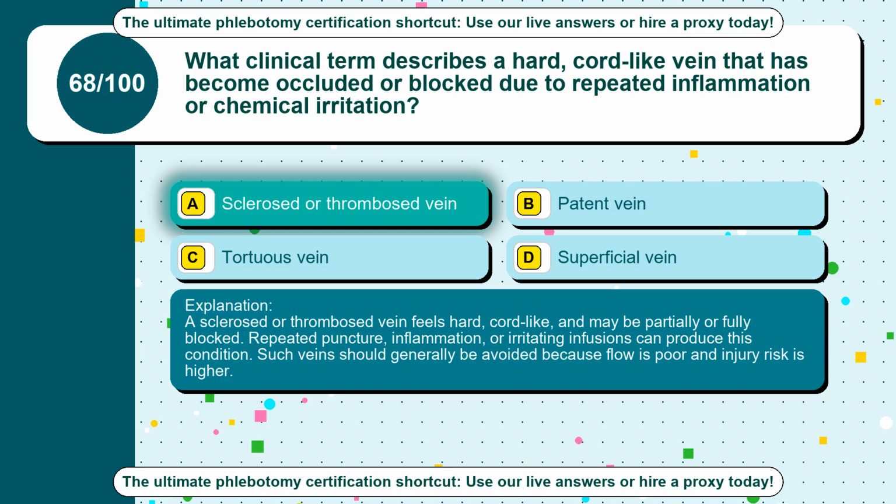A sclerosed or thrombosed vein feels hard, cord-like, and may be partially or fully blocked. Repeated puncture, inflammation, or irritating infusions can produce this condition. Such veins should generally be avoided because flow is poor and injury risk is higher.